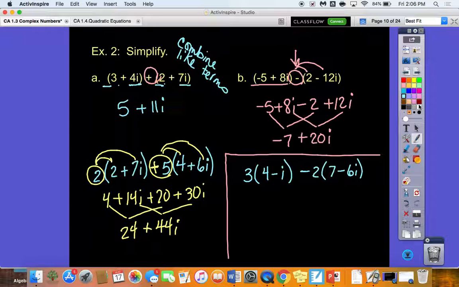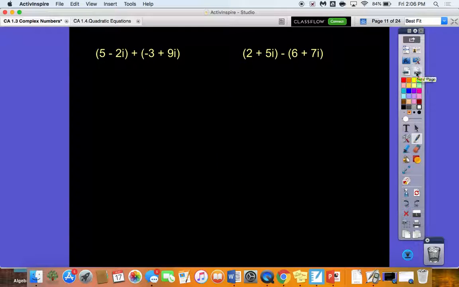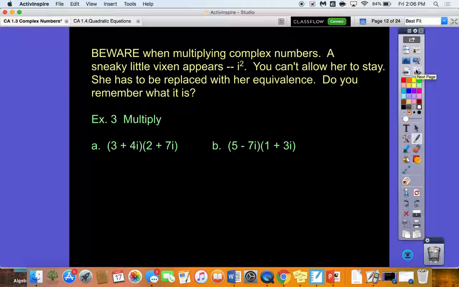Okay. So basically you just got to distribute first. So 12 minus 3i, and that's going to be a negative 14, and that's going to be a positive 12i. So these two go together and give you a negative 2. These two go together and give you a positive 9i. And that's your answer. That's as good as you get. And that's basically all there is to adding and subtracting complex numbers. Multiplying and dividing gets a little bit more interesting. Let's scoot on.